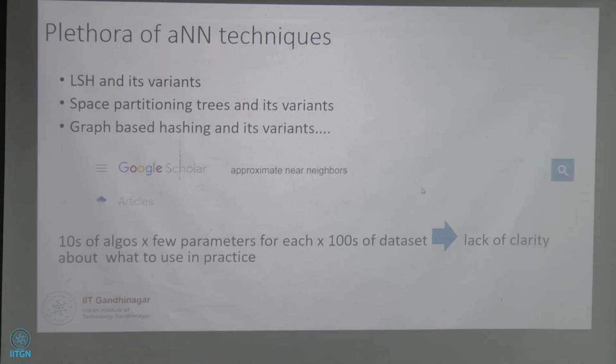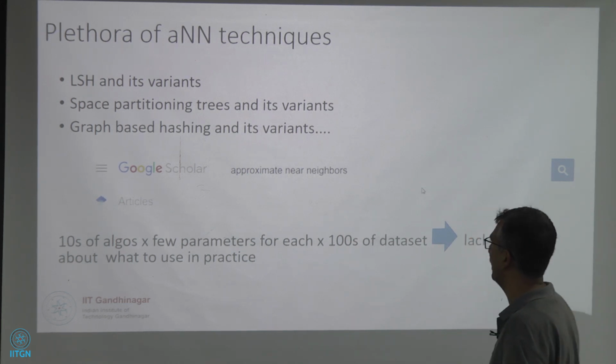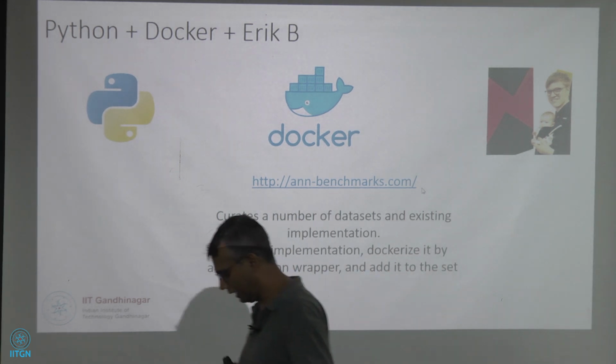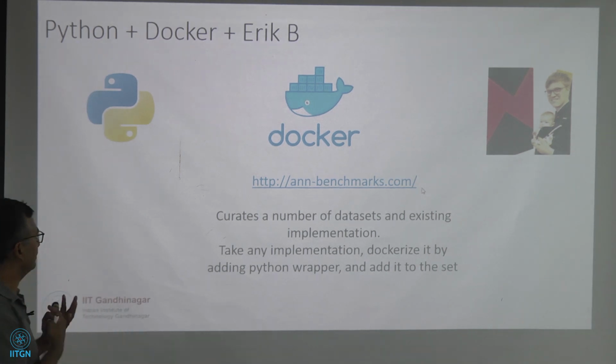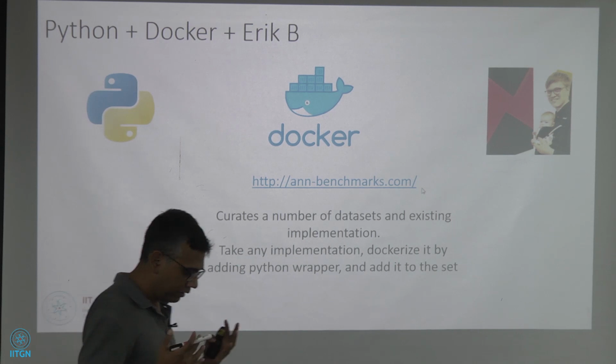Even if you look at the set of papers that are coming out, let's say in KDD or WWW, and propose a new algorithm, how would you even know what to compare? And in here come these three characters. So this is Erik Bernhardsson, who was the CTO of Spotify, and he used two very nice tools, a combination of Python as well as Docker.